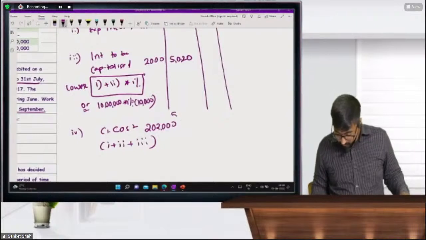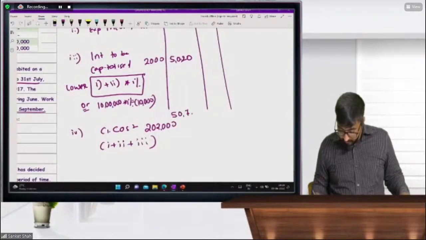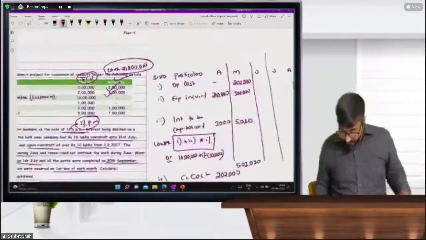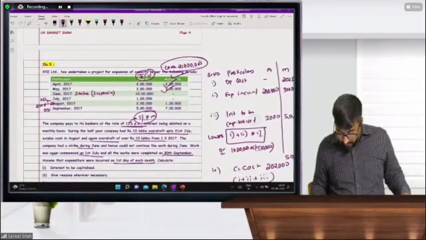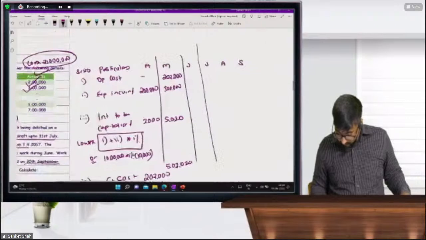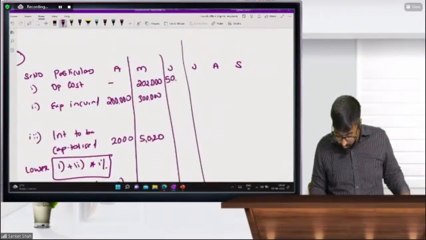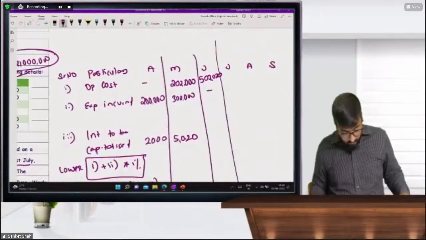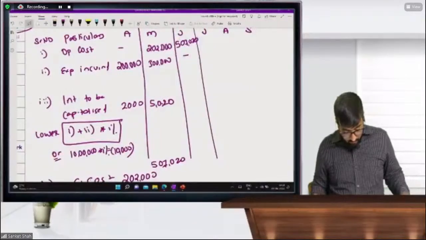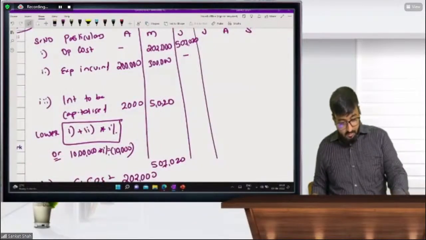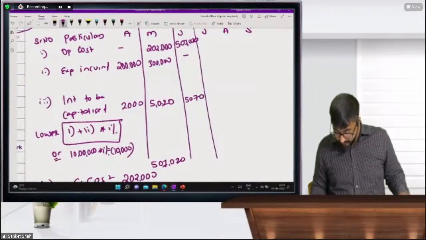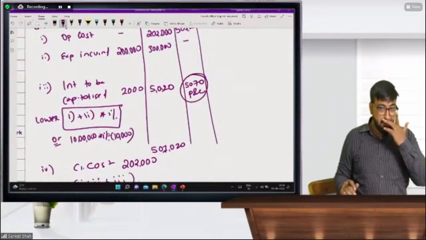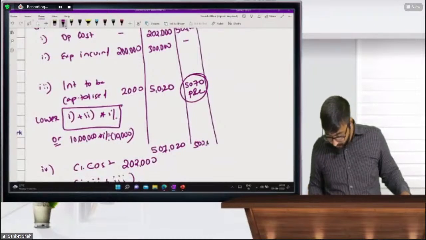5,020. So this is 5,07,020. In the month of June, there is a strike. So 5,07,020. Expenditure incurred, dash. Meter is 5,070. But this is transferred to profit and loss account. Okay. So this is transferred to profit and loss account. And 5,07,020 once again.